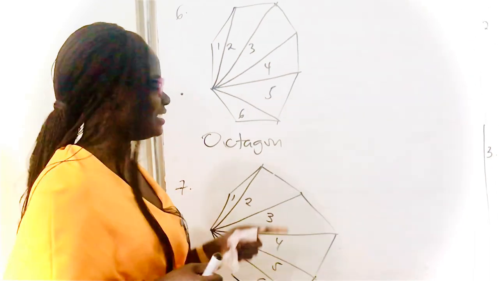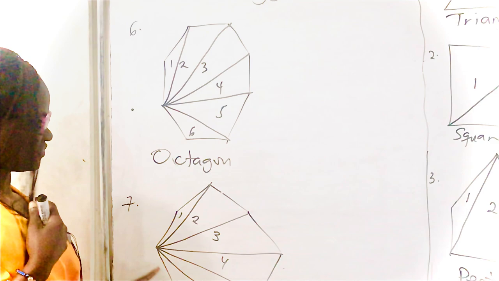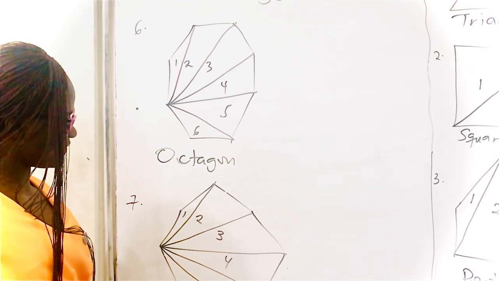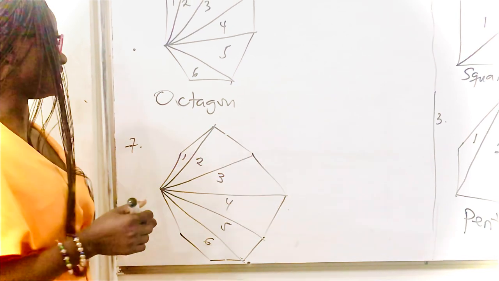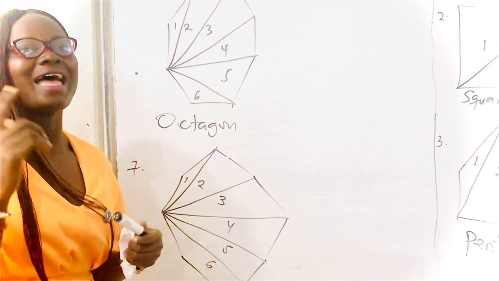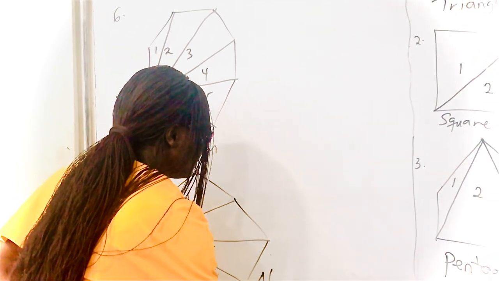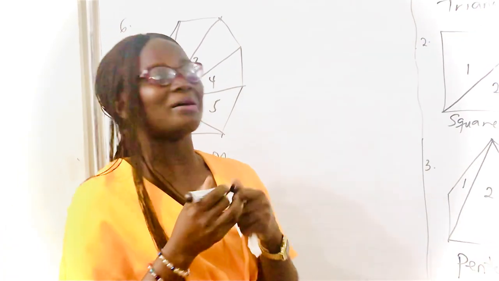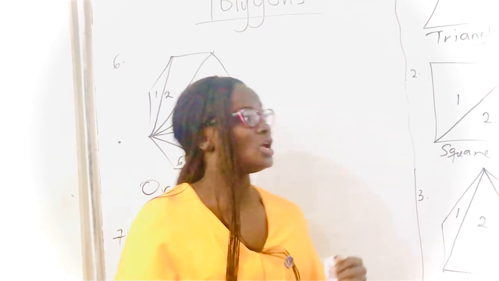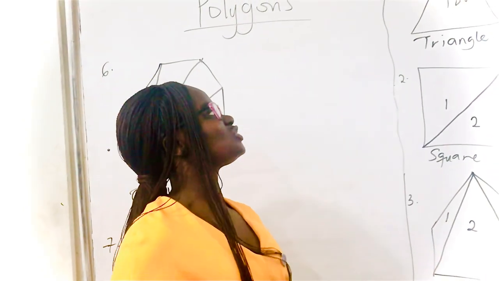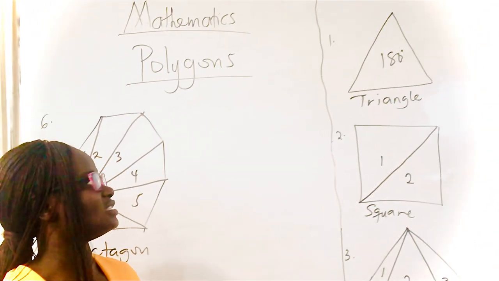Then the last one. 1, 2, 3, 4, 5, 6, 7, 8, 9. So what is it called? A nonagon. Good. And the next diagram will be a decagon, and I'll leave that for you to draw. Now, let's come back to our diagram. We said that the basic one is what?